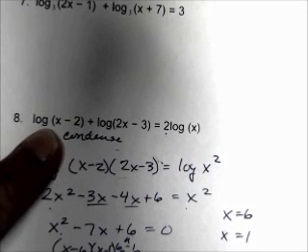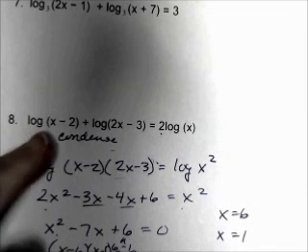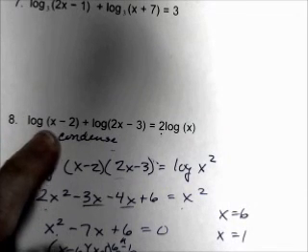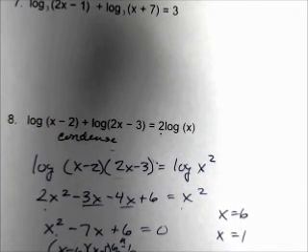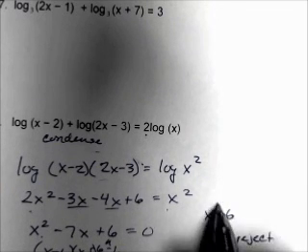A value of 6 is okay there, because that'll give us 4. Same here. A value of 1, 1 subtract 2 is negative 1, so no, this is extraneous. We have to reject the 1.